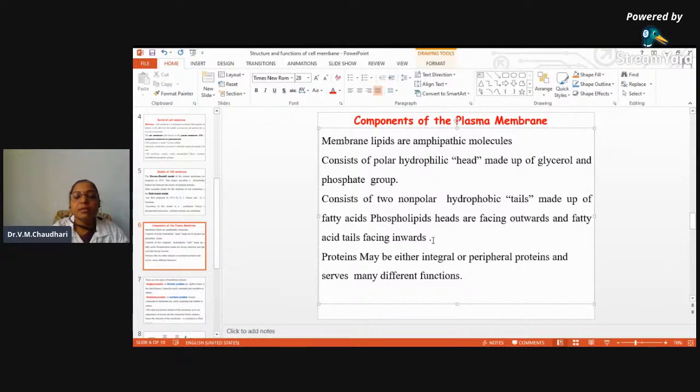So protein may be either integral or peripheral proteins and serve many different functions. प्रोटीनचे वेगवेगळे फंक्शन असतात. Nutrient transport is the major function of the presence of protein in the phospholipid bilayer of the membrane. Okay, what is the structure or component of the plasma membrane? Do you get what I am teaching here? Do you get it? Yes or no? Okay.